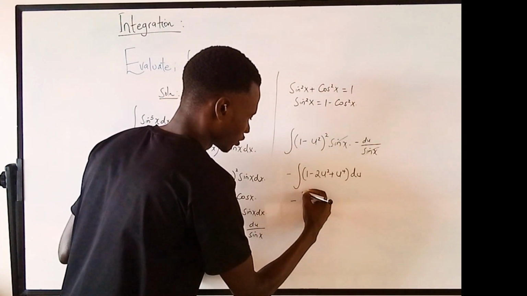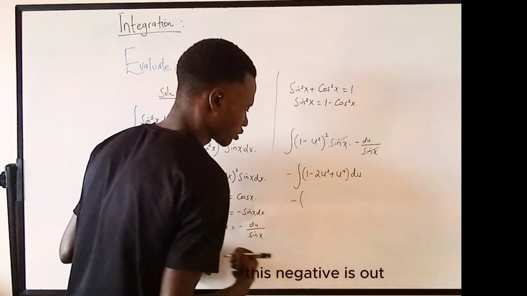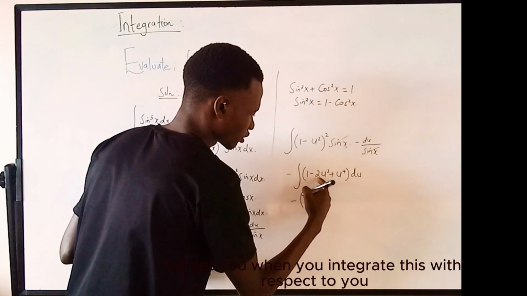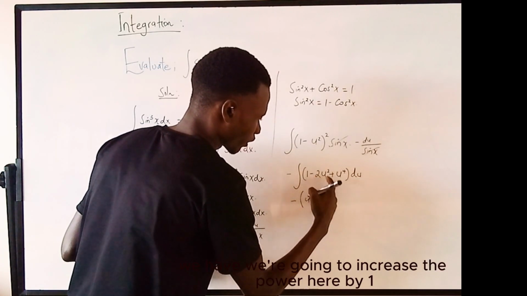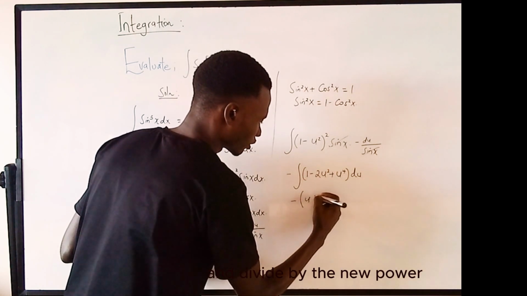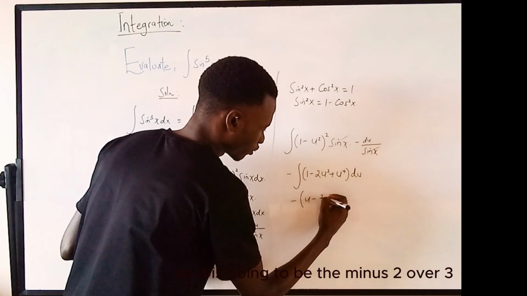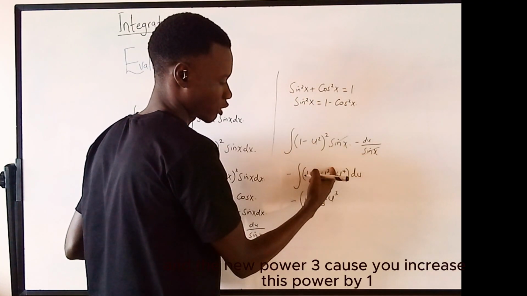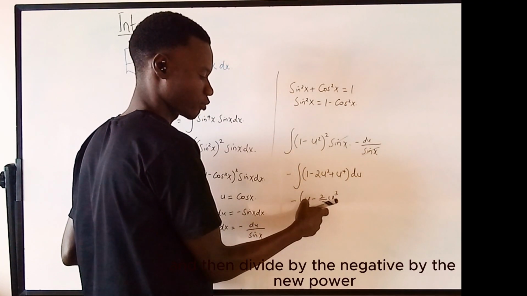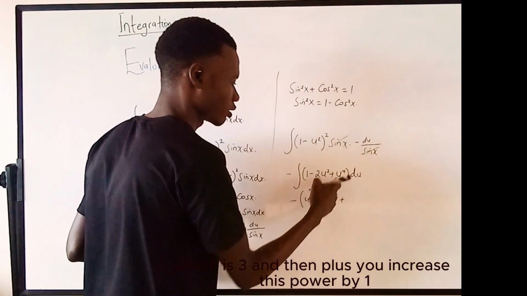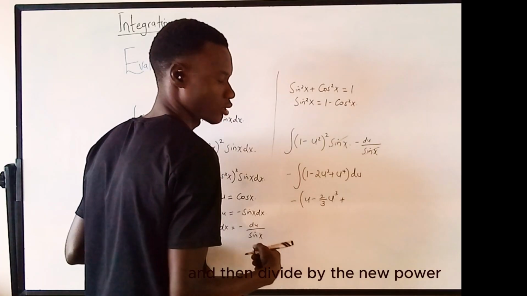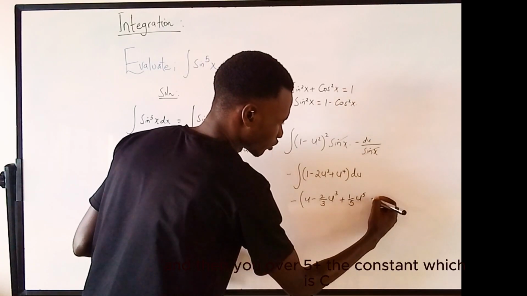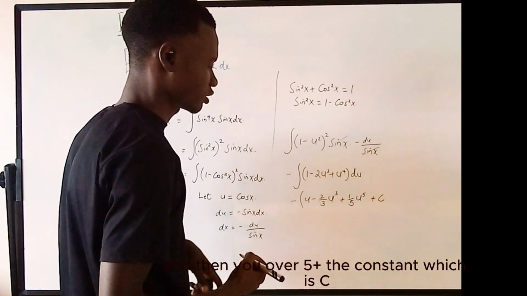So we have negative, this negative is out. When we integrate 1 with respect to u, we get u. When we integrate this with respect to u, we increase the power by 1 and divide by the new power. So it is going to be minus 2 over 3, and then u power 3, because you increase the power by 1, it becomes 3, and then divide by the new power, which is 3. And then plus, you increase this power by 1, and then divide by the new power, which is going to be 1 over 5, and then u power 5, plus a constant, which is c.